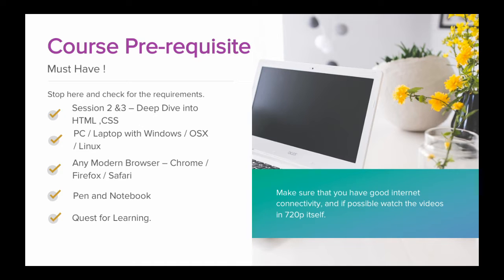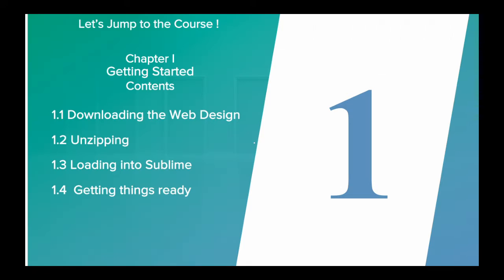Coming to the course prerequisites, you should watch session 2 and 3 before moving to session 4. Session 2 is a deep dive into HTML and session 3 is an intro to CSS. Secondly, you should have a PC or laptop with Windows, OS X or Linux. Moreover, you should have any modern web browser installed on your PC. Make sure that you have a good internet connection and, if possible, watch the videos in 720p itself. Let's jump into the course straight away.